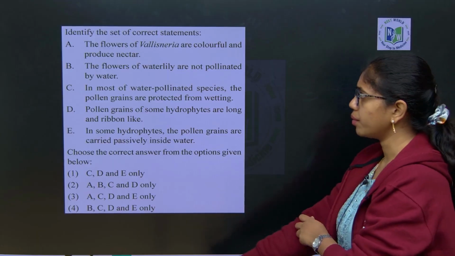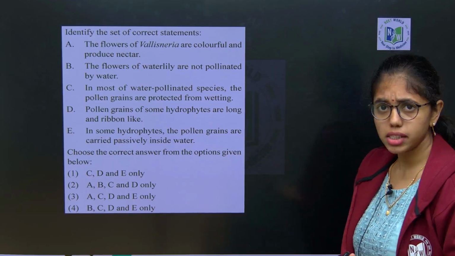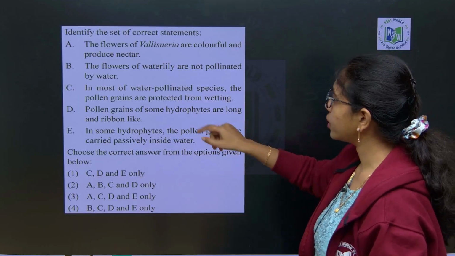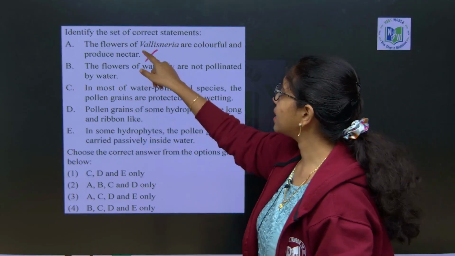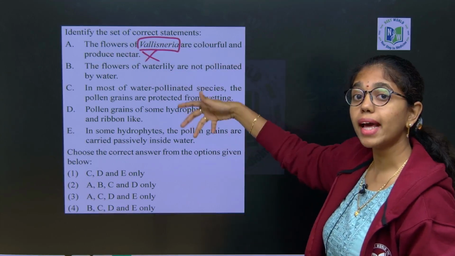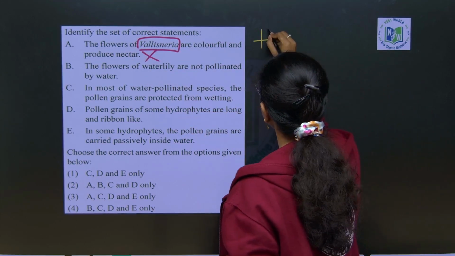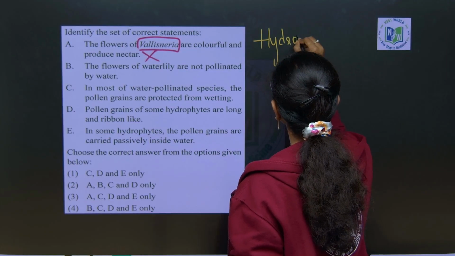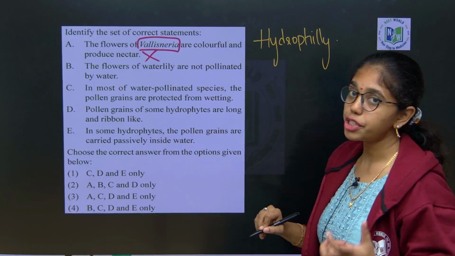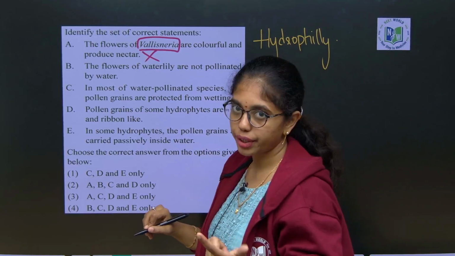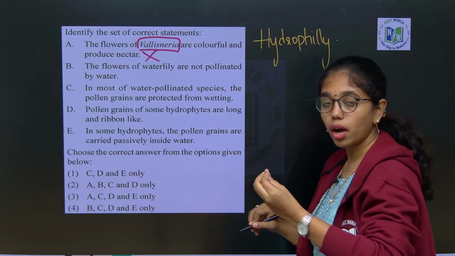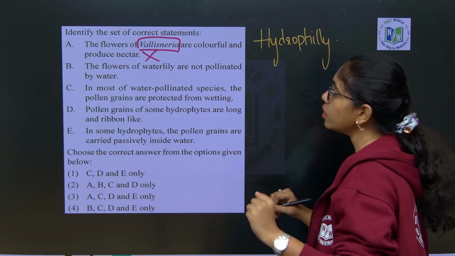Next question, identify the set of correct statements. The flowers of Vallisneria are colorful and they produce nectar. Wrong, because Vallisneria and Hydrilla, they are conducting what type of pollination beta? Hydrophily. Okay, they are conducting hydrophily. So those plants whose pollination method is either through wind or water, they don't have colorful petals or neither they produce the nectar. Okay, so that is wrong.